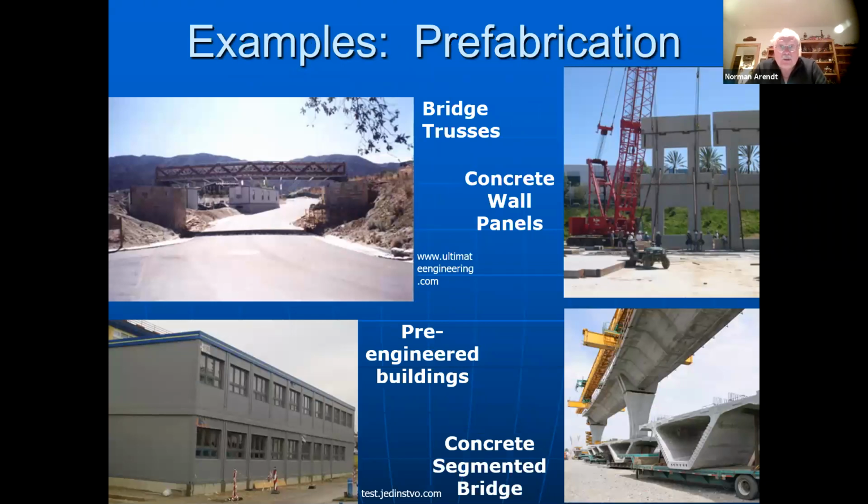What we have here is other prefabrication: bridge trusses, concrete wall panels, pre-engineered buildings, everything built on the ground, or segmental bridges. A lot of pedestrian bridges are built like this nowadays, and even some highway bridges. Not so much in Wisconsin, but in a lot of other states.